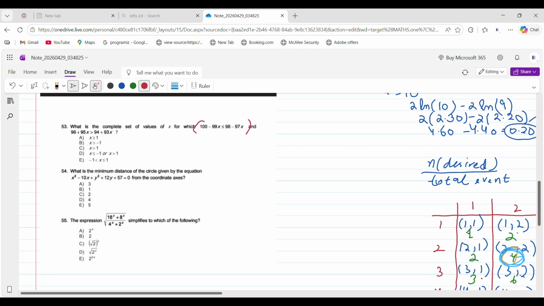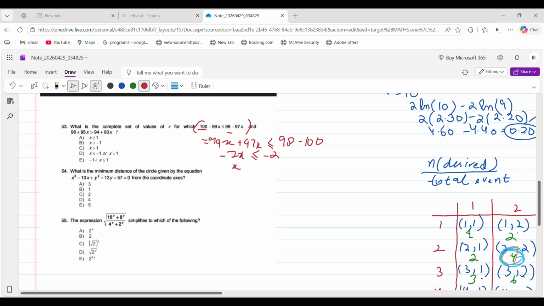For solving this, basically, if I get my 97x on the left hand side, so minus 99x plus 97x is greater than or equal to my 100 on the right hand side, so 98 minus 100. Okay, so minus 99x plus 97x is 2x, basically of negative, right? Negative. Less than or equal to 98 minus 100, which is minus 2.